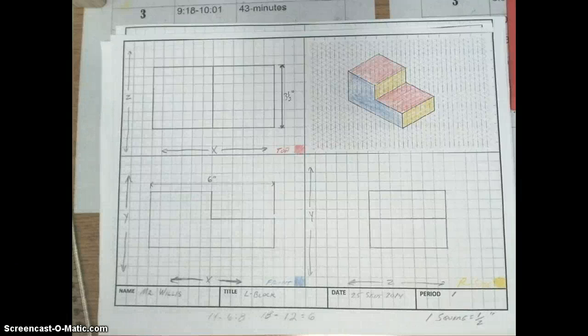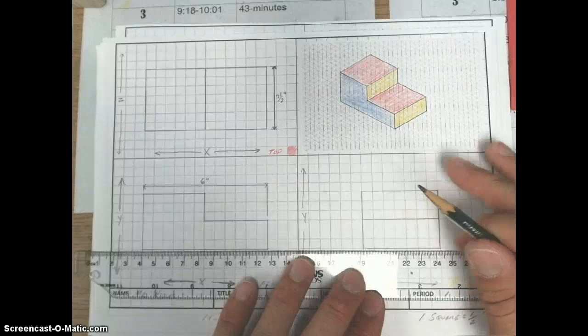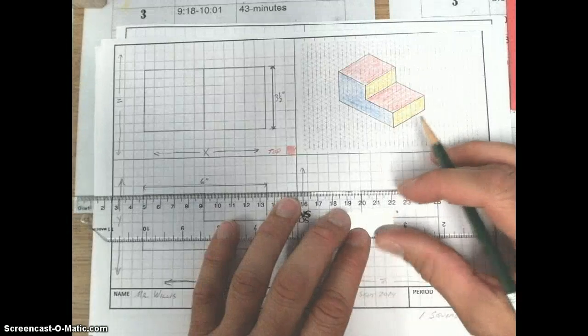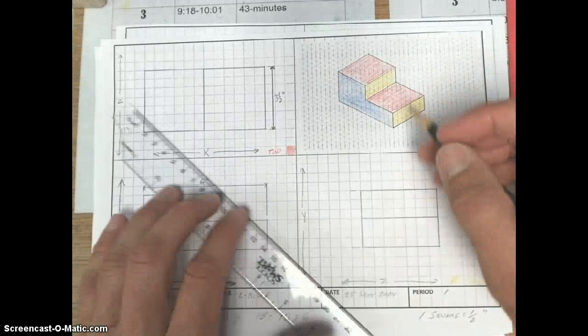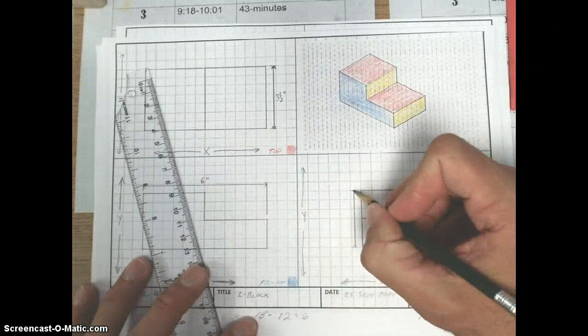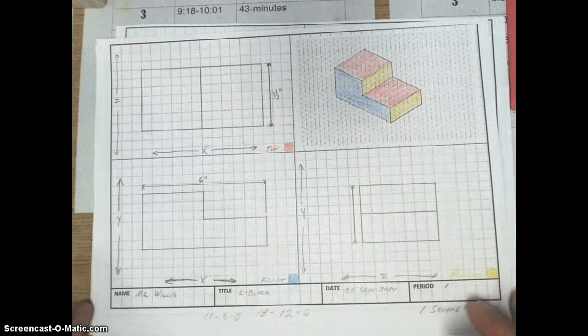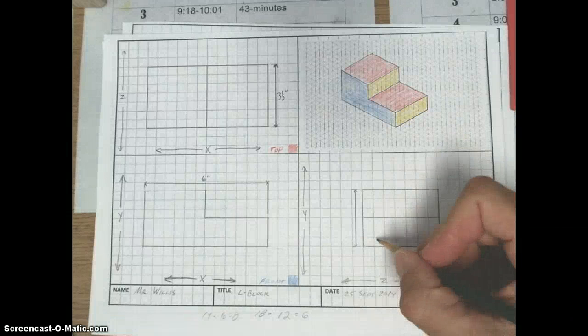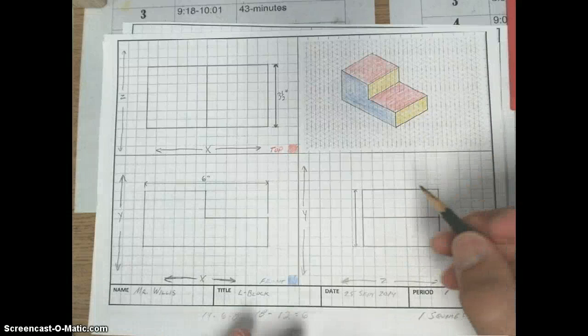So I have my length, I have my depth. What's left? Thank you. So I'm going to start over here on the right hand side. Extension line. Extension line. Dimension line. And how tall is this? Each layer is 1.5. That makes it 3 inches, right?